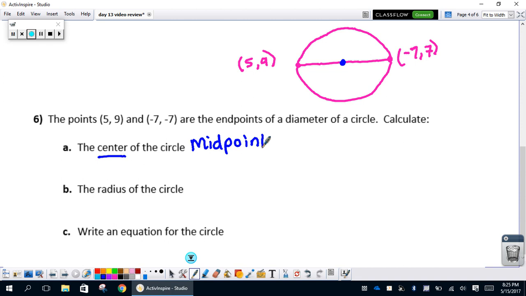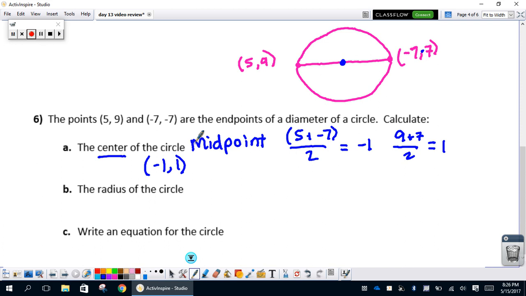Okay, so 5 plus negative 7 divided by 2 equals negative 1. And then 9 plus negative 7 divided by 2 is 1. So my center is (-1, 1).